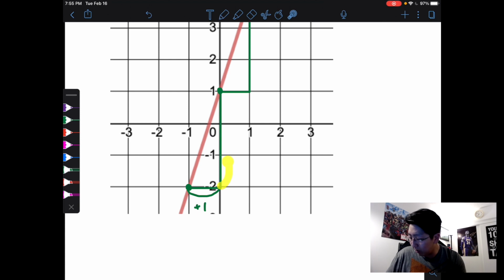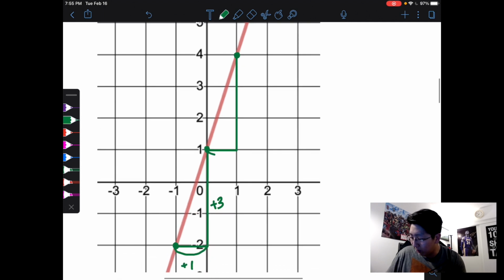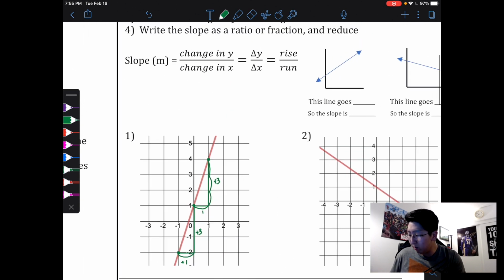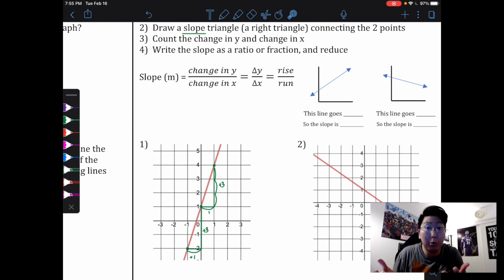And then how much is the y changing by? It's going up by 3. So our growth triangle grows by 3. And you can see that it's consistent. Over here it grows by 1, and then it goes up by 1, 2, 3, plus 3. That's as simple as it gets.